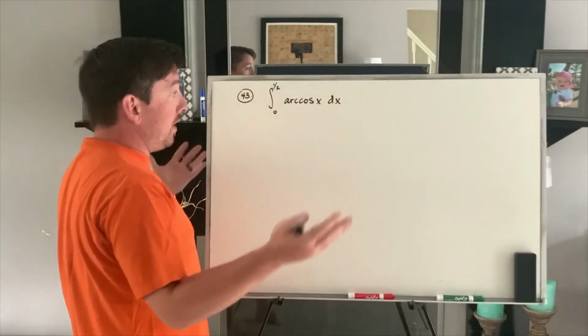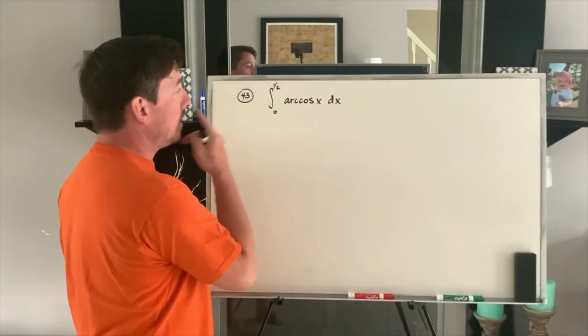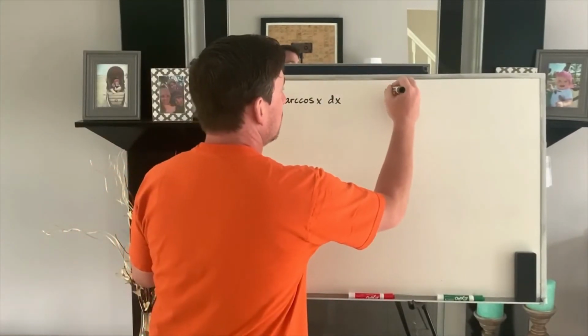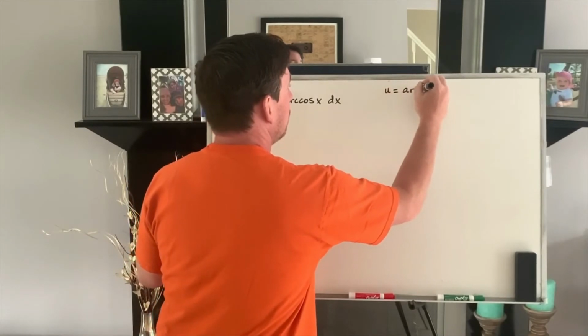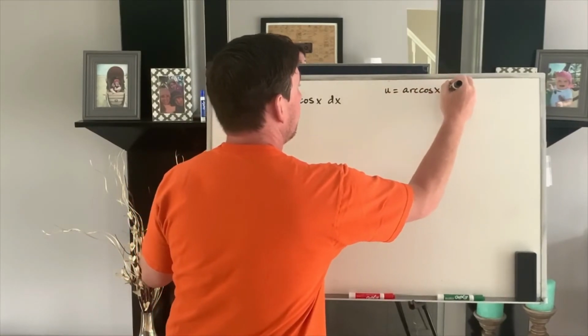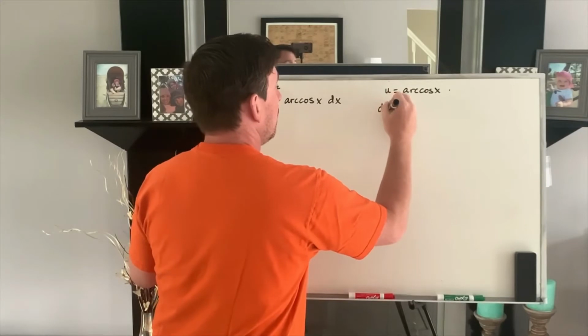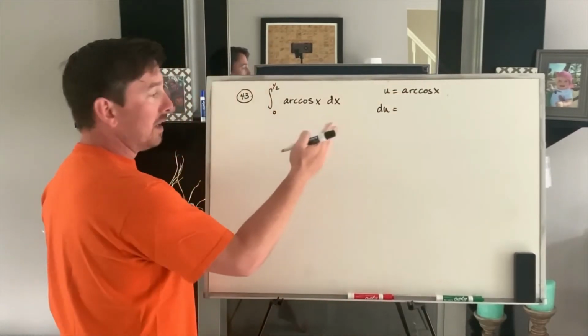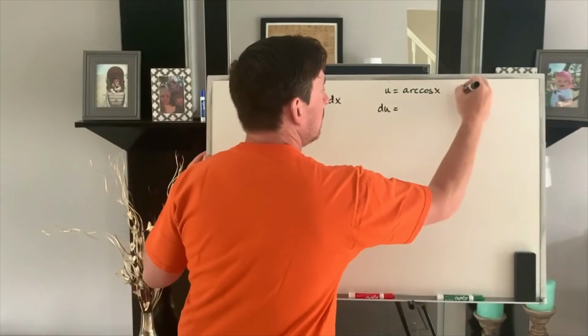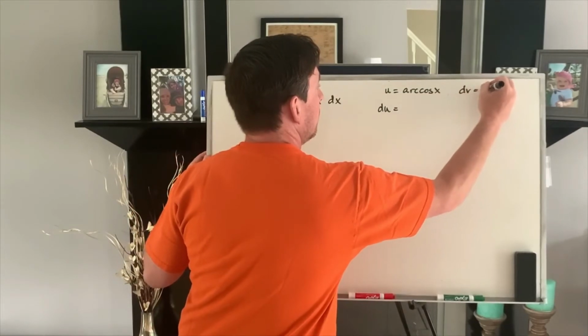The only thing we actually have here is arc cosine. So I'm just going to let that be my u. That means the only thing left to let dv equal is dx.